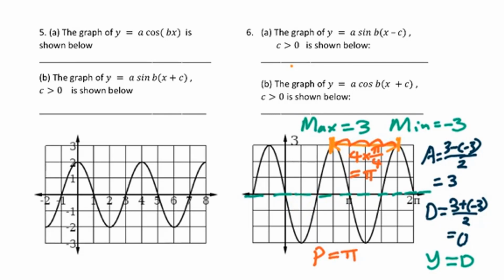Also, you can just find the period by every other point on the midline. You can choose from here to here. This is already labeled as pi.